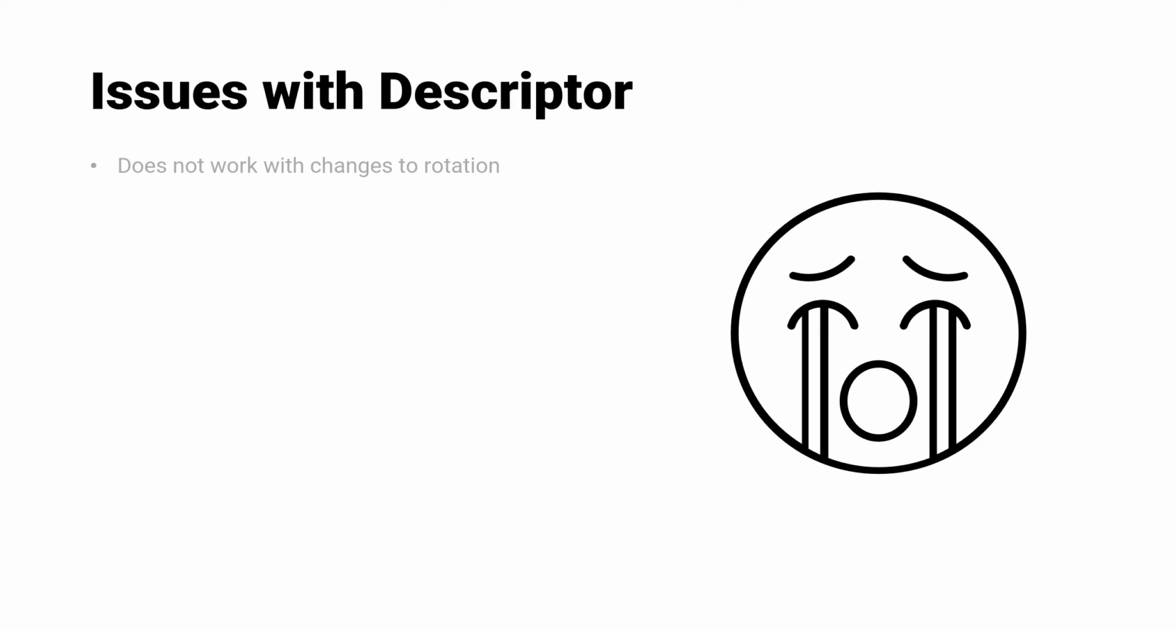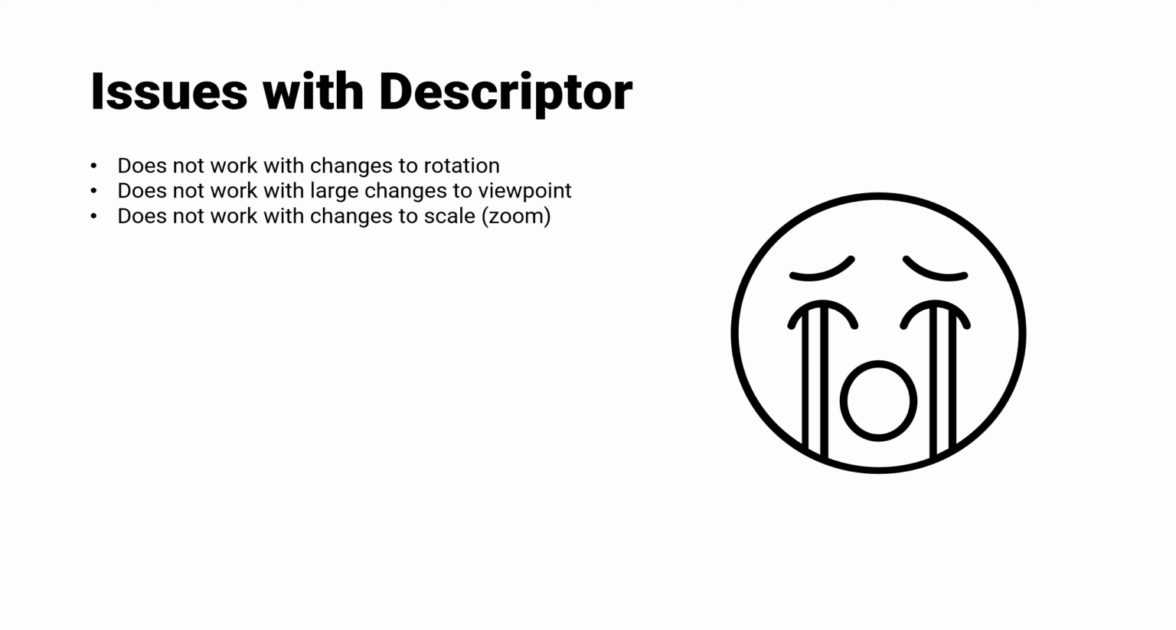This descriptor does not work with changes in rotation because we never talked about rotation. It does not work with large changes to viewpoint. It does not work well with changes to scale or zoom like we talked about before, and it does not work with super large changes to illumination. It kind of has a little bit of illumination invariance simply because of the normalization factor, but if you try to use this in a very hard practical system, this might not work well.